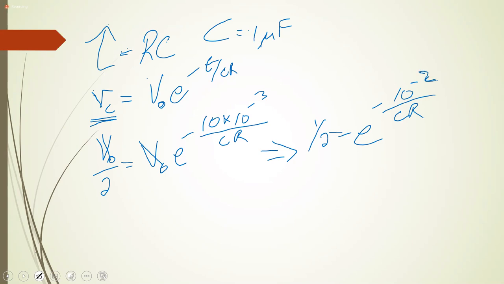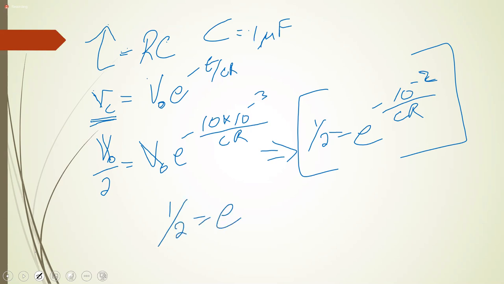Minus 3, sir. Minus 3. It's 10 times 10 to the minus 3. All right. And you know what C is equal to. So that's the equation that you need to simplify. C is 1 times 10 to the minus 6. It's 1 microfarad. So we can rewrite this. A half is equal to e to the minus, if I substitute for C, 10 to the 4 over R. Everybody with me? C is 10 to the minus 6, so I have 10 to the minus 2 over 10 to the minus 6. So that will be 10 to the 4.